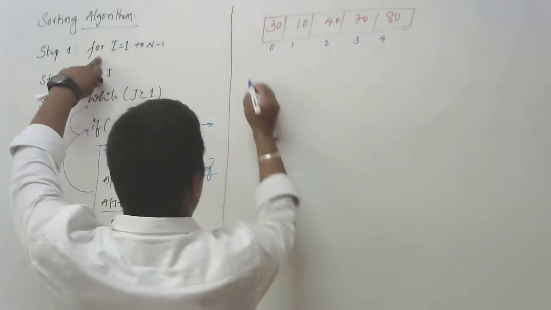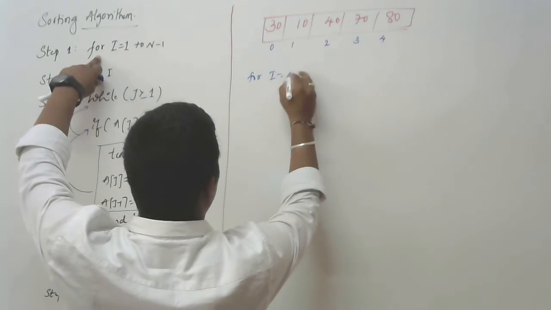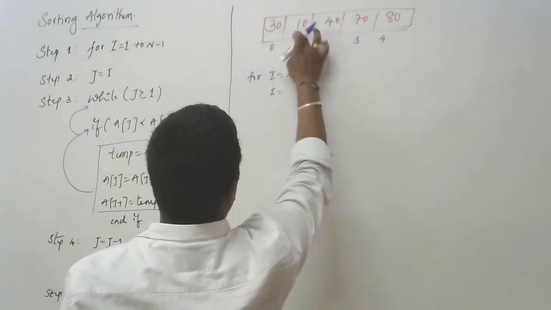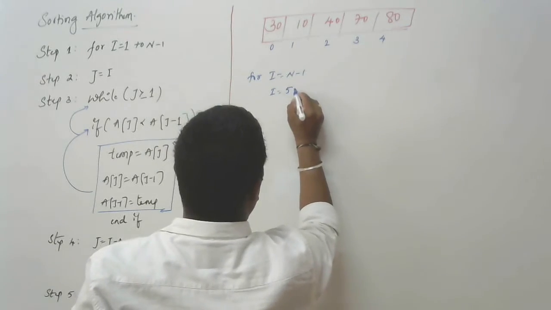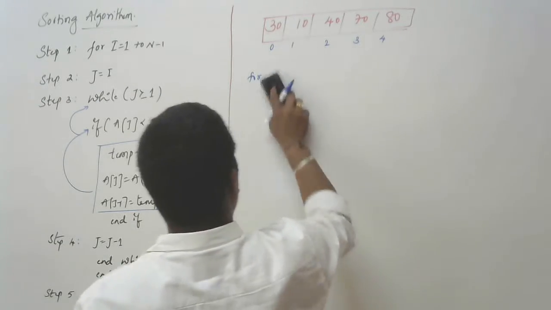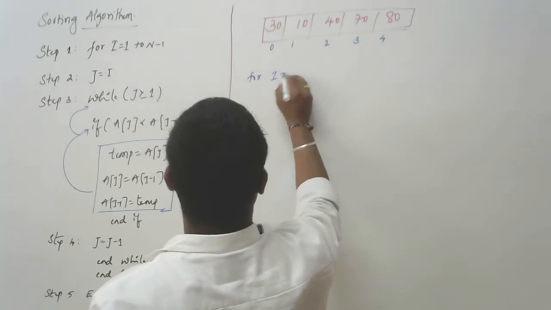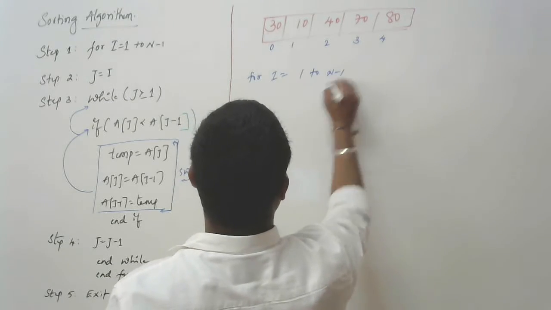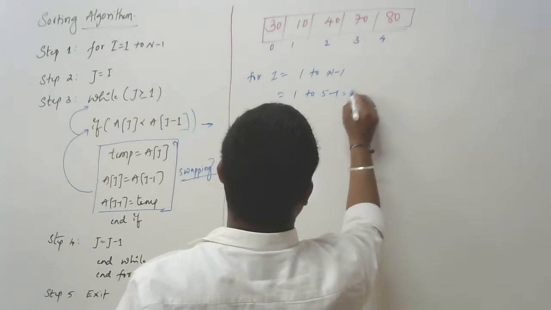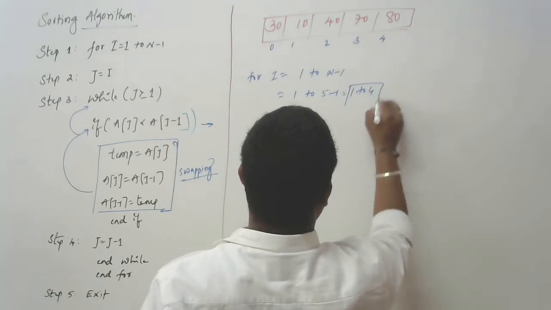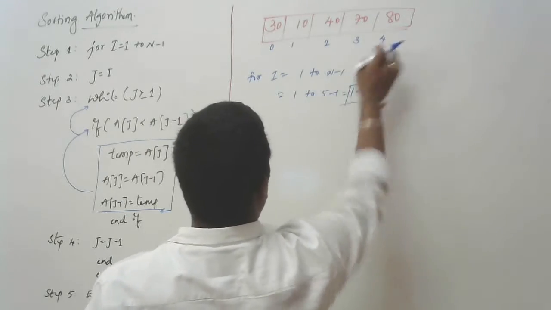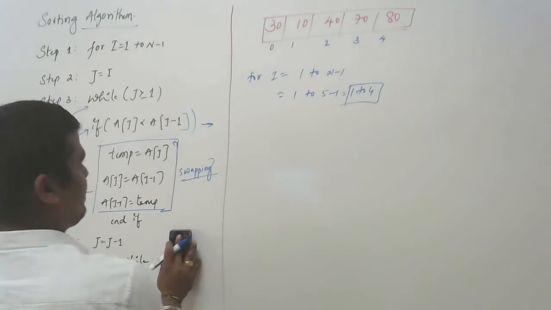Let me take the first one. For i equals 1 to n minus 1. What is that? n means the number of elements, that is 5. So 5 minus 1, that is 4. What we have got is that you are supposed to visit 1, 2, 3, 4. You have to compare with each and every element.